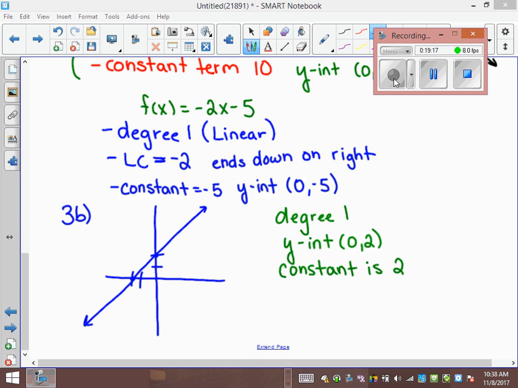Positive what? What kind of coefficient? Leading coefficient. We can't just say coefficient, because any number in front of a variable is a coefficient, right? So we have to say leading coefficient. So the leading coefficient is positive. Why? Up on the right. So I can give you a graph and you can tell me tons of stuff about the equation, right?